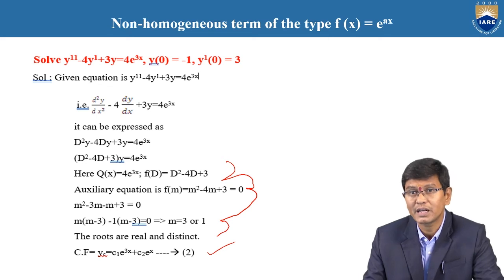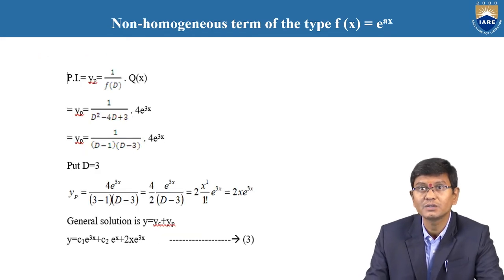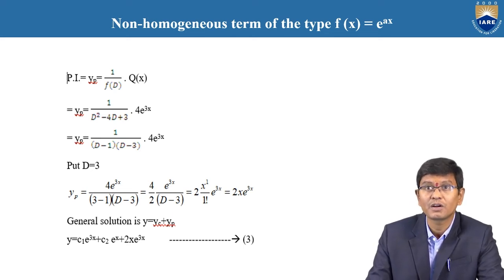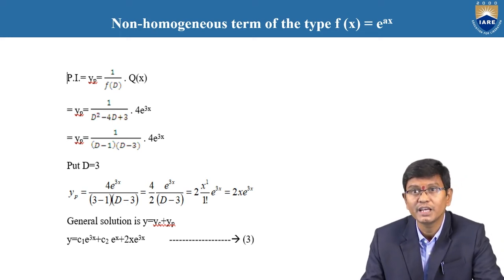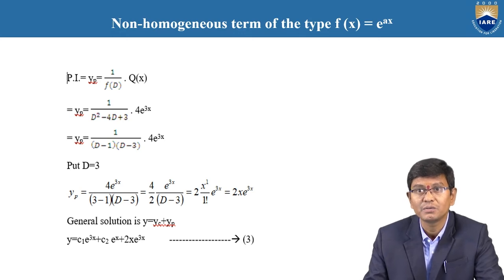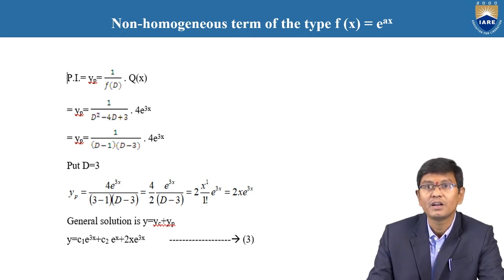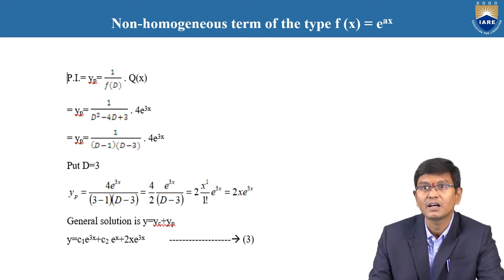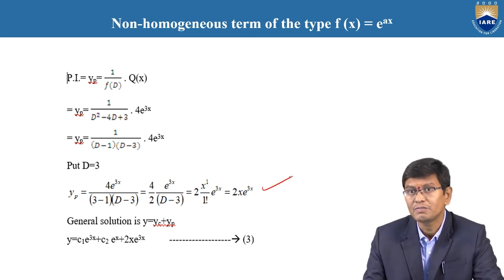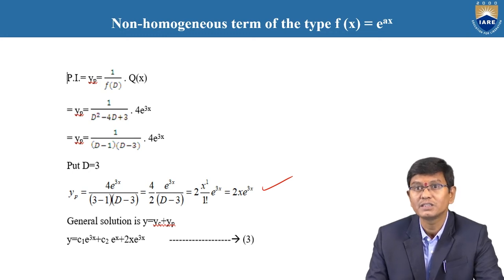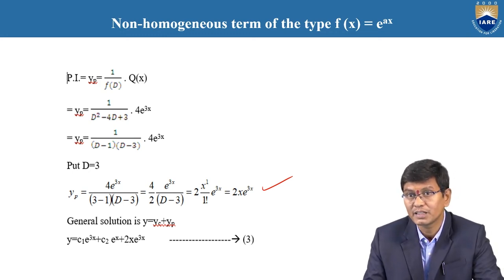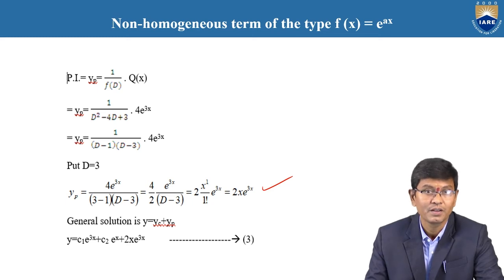Now for the particular integral, yp is equal to 1 by f of D into Q of x. Therefore, 1 by (D minus 1) into (D minus 3) into 4 into e power 3x. Here, when we replace D with 3, the denominator becomes zero, so this is the case of failure. Using the case of failure, we multiply accordingly, and the particular integral is 2x e power 3x. Therefore, the general solution is y is equal to c1 e power 3x plus c2 e power x plus 2x e power 3x.